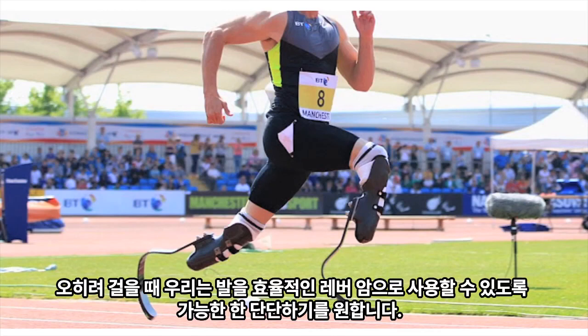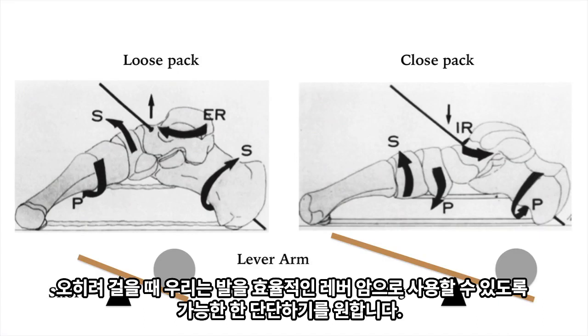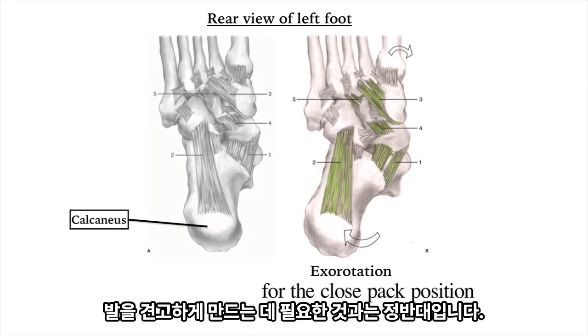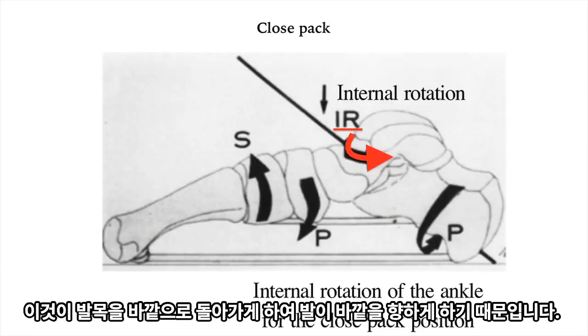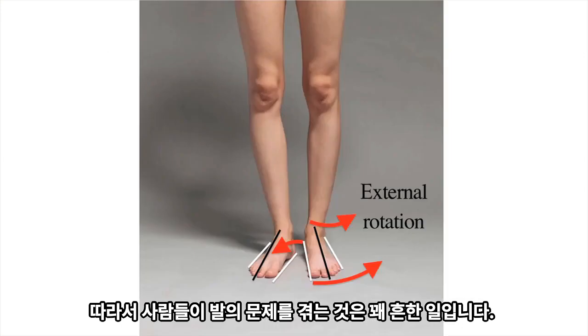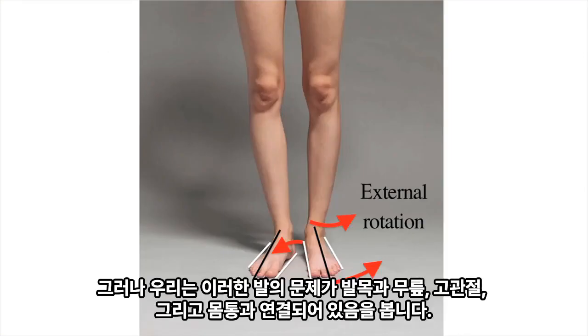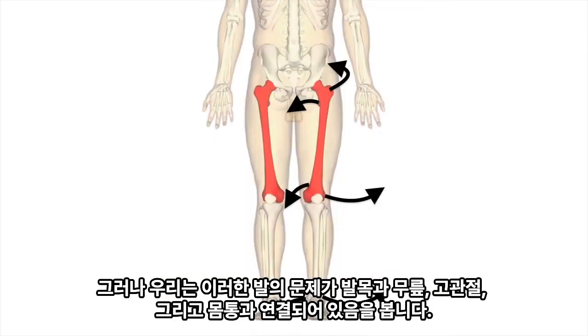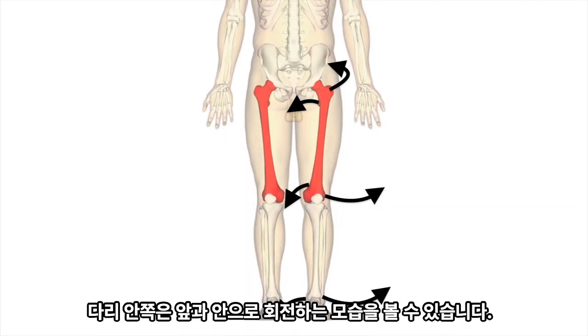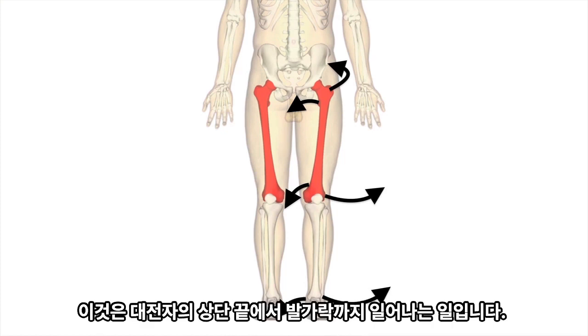On the contrary, we want our feet to be as rigid as possible when walking so that our feet can be efficiently used as lever arms. Having the heels closer together and the toes apart is the exact opposite of what is needed to make the feet rigid, as is external rotation of the ankles, which is what occurs when the feet point out. And so naturally, problems in people's feet are quite common. But we see that these problems in the foot are connected to the problems in the ankle, knee, hip, and torso. In the legs, we see a back and out rotation at the outsides of the legs and a forward and in rotation at the insides of the legs. That's from the top end at the greater trochanter down to the toes.